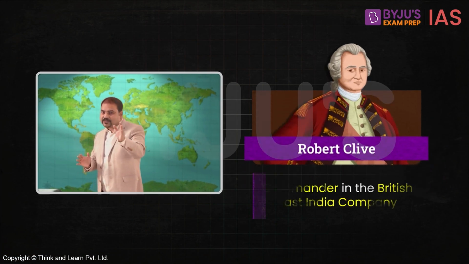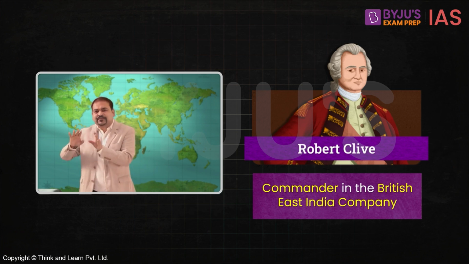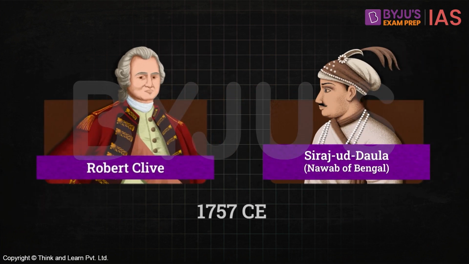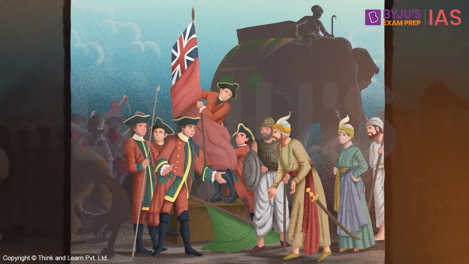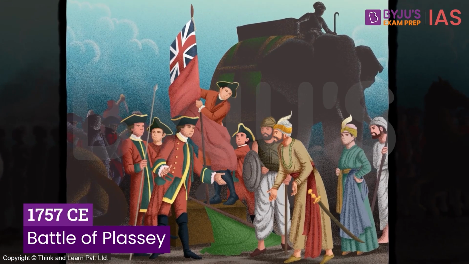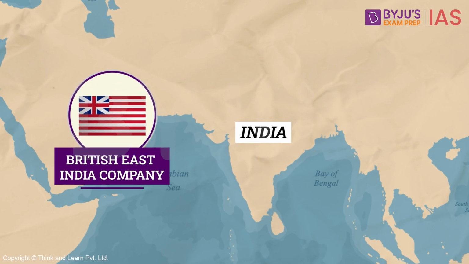This period also shows the diplomatic abilities of Robert Clive, a commander in the British East India Company. His role was pivotal in defeating the French during the Third Carnatic War. Robert Clive also battled against Siraj-ud-Daulah, the Nawab of Bengal, and his French support at Plassey in 1757. Clive's decisive victory at the Battle of Plassey gave the British East India Company control over Bengal, which was arguably one of the biggest regions back then.